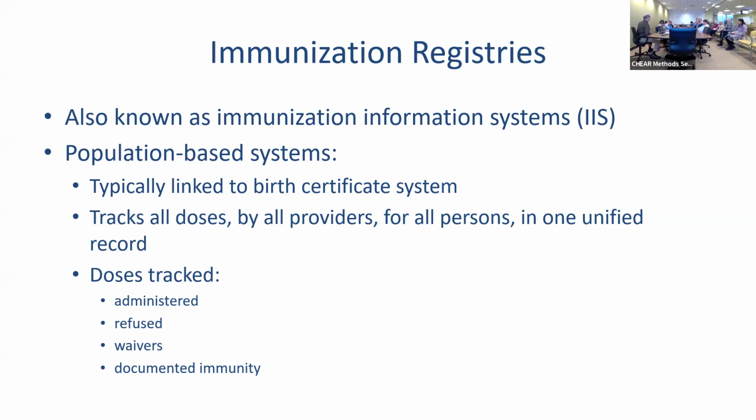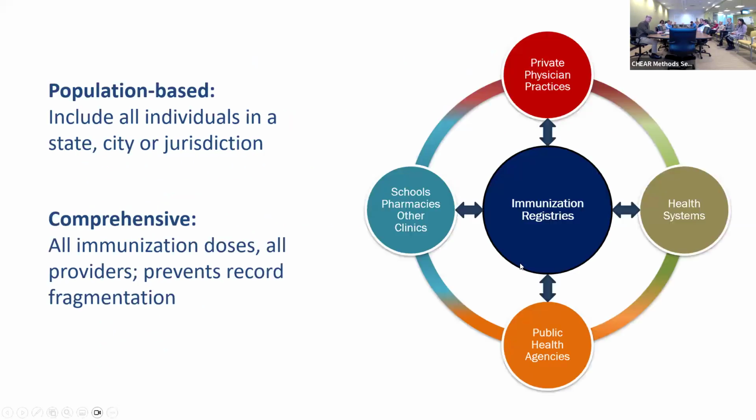That's pretty tall, all right? And when we're talking about doses, I'll raise you on that one. It's not just doses administered, it's doses refused, right? Mom says, no, thank you, not for my daughter, or, I'll come back later, and so those refusals are documented in the registries, as well as things like waivers, religious or philosophical waivers, that sort of thing. And then, of course, documented immunity. Oh, she had varicella, so she doesn't need the chickenpox vaccine. That all is recorded in the registries that we have today.